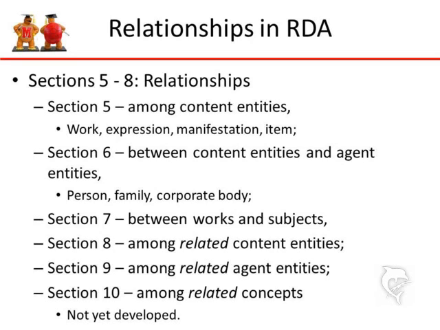So instead of describing direct relationships among affiliated content entities, Section 8 is for describing relationships among entities that have other types of relationships with each other. Again, Section 9 is for describing relationships among related agent entities. So if one publisher was a branch off from a larger publisher, then that could be described.